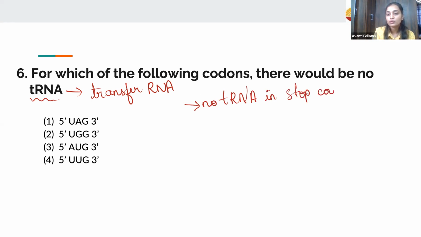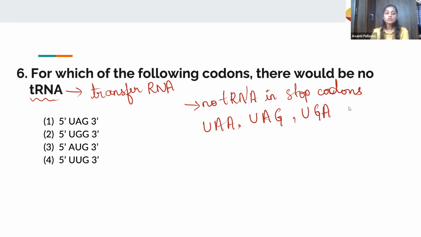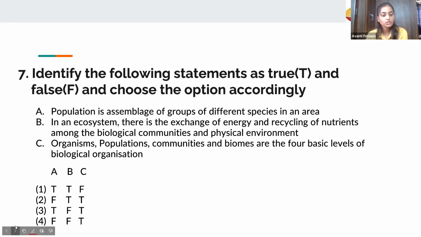So what are the stop codons? They are UAA, UAG, and UGA. These are the stop codons. So which of the following codons is a stop codon? Obviously, UAG is the stop codon. So obviously it will not have tRNA. Yes. So let's move on to the next question.